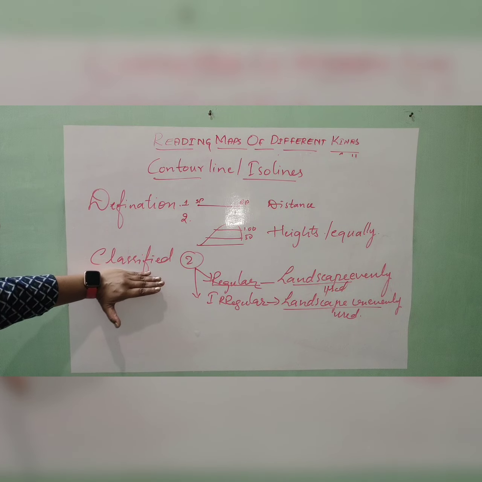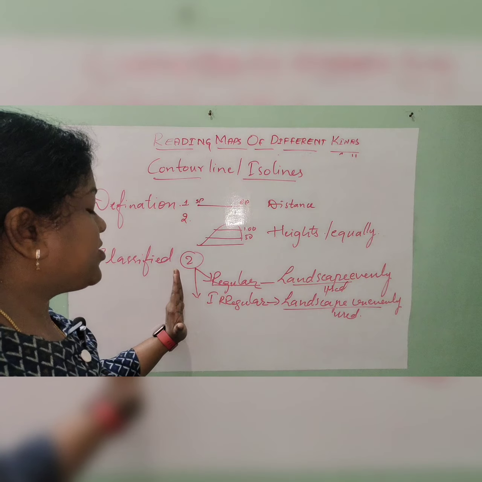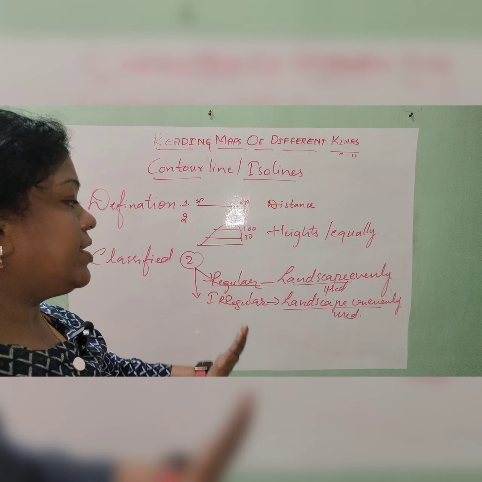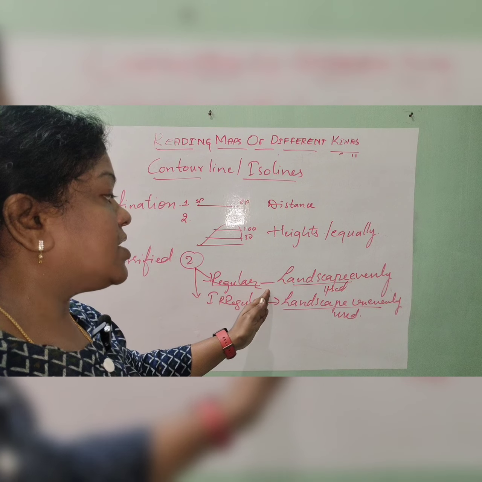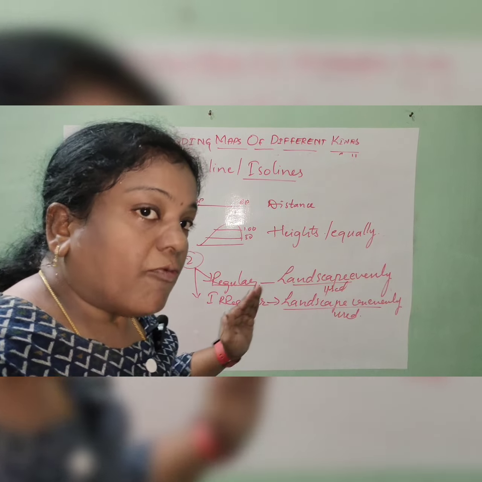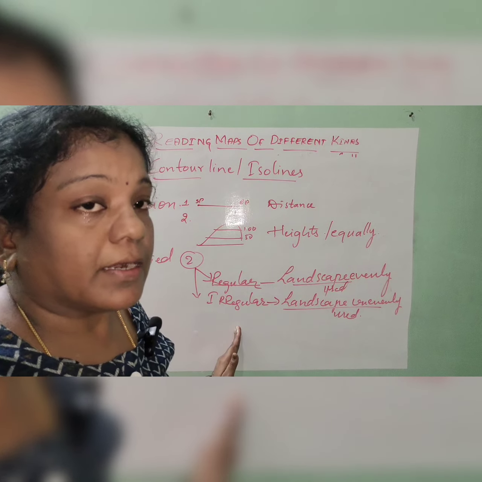And then we go for the second stage, classification of the contour lines. What is the classification here? Contour lines are again classified into two types. We have regular contour lines and irregular contour lines. When the landscape is distributed evenly, you use regular contour lines. When the landscape is distributed unevenly, we use irregular contour lines.